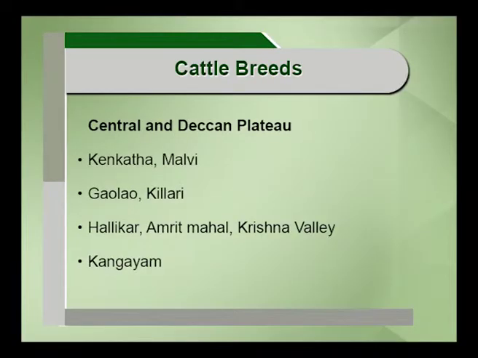And that is a very, very important thing as far as the central and Deccan plateau region is concerned. There are examples of many. To cite a few, it is Kankrej, Malvi in the central part, and the Gaolao region, Khillari in the case of Maharashtra region, Hallikar, Amritmahal, Krishna Valley, that is in Karnataka region. Kangayam is very, very known in Tamil Nadu region. So these are the very good cattle breeds in the central and Deccan plateau region.